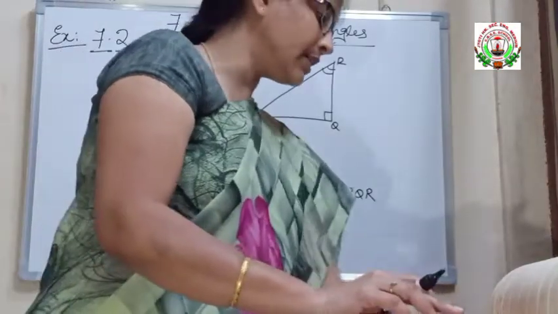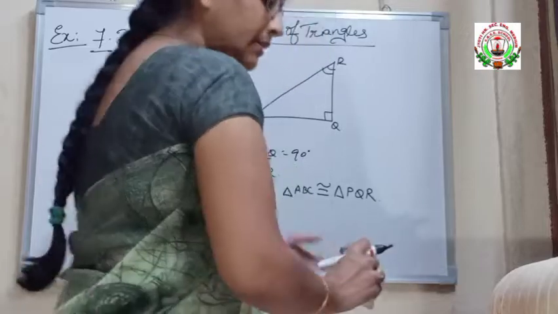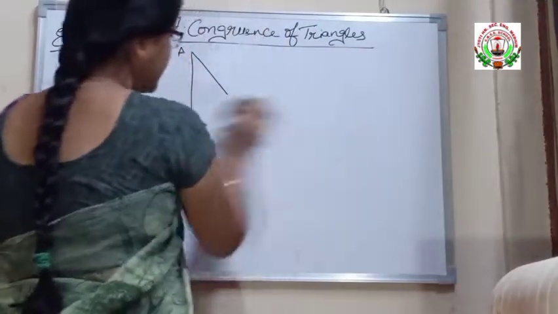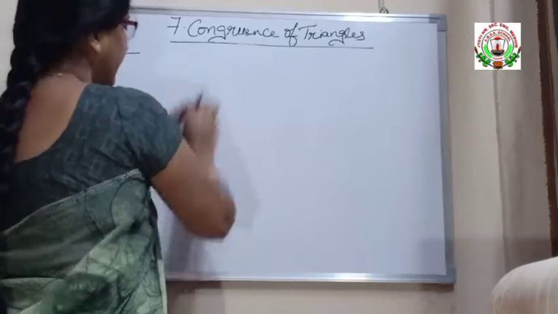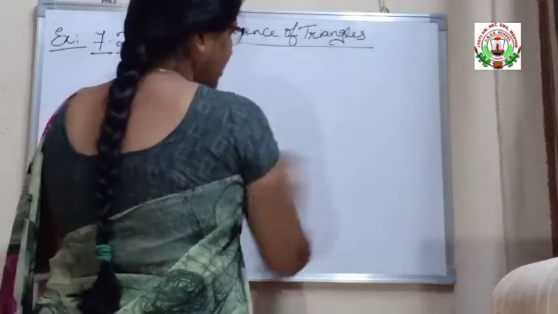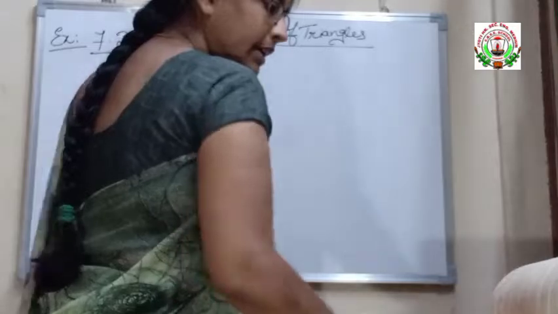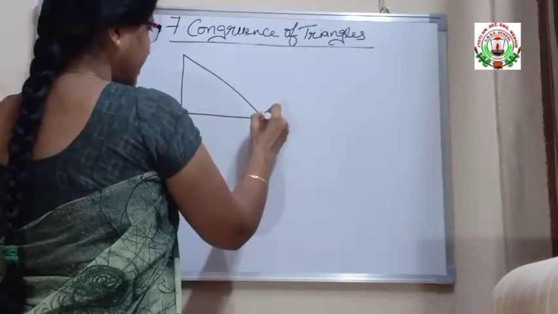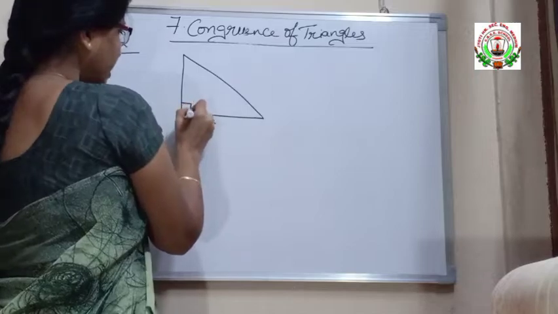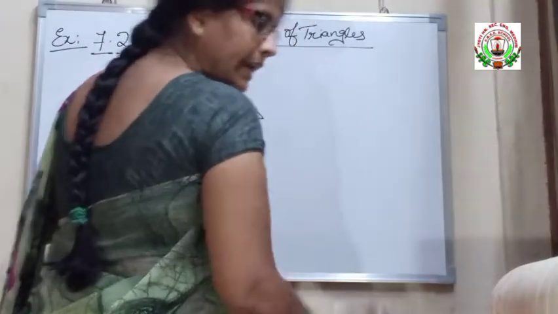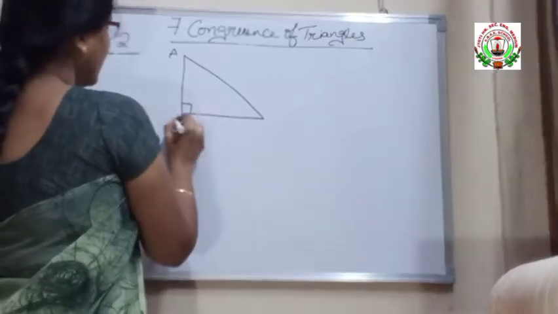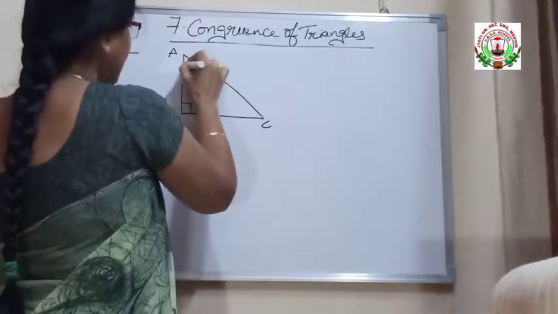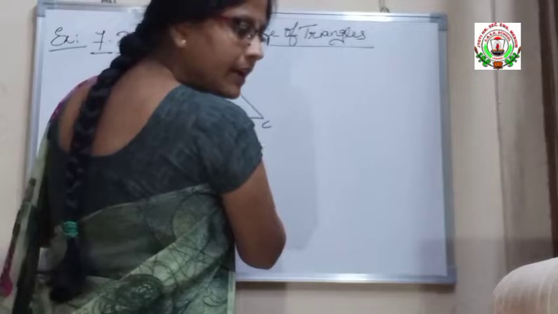Next, your 9th question. Explain why. They have given two triangles and they are asking you to explain why those two triangles are congruent to each other. So here they have given again a right angle triangle. This is your right angle triangle ABC, and they have given sides also and angle also. The angle A is given.